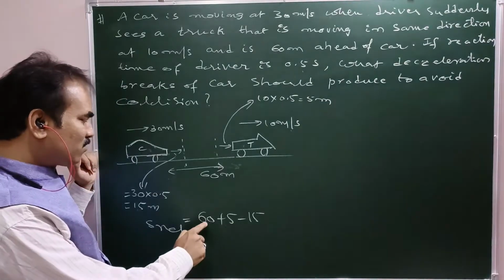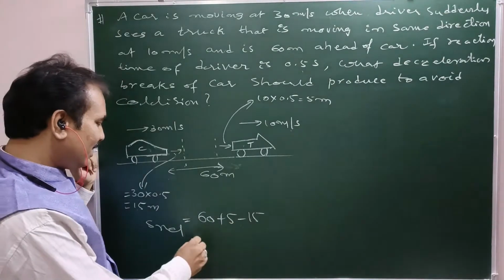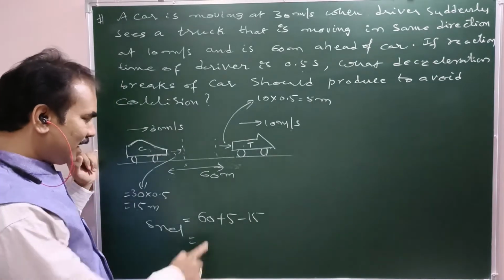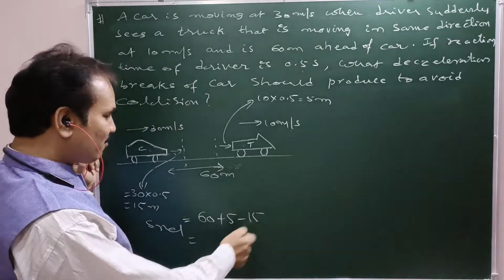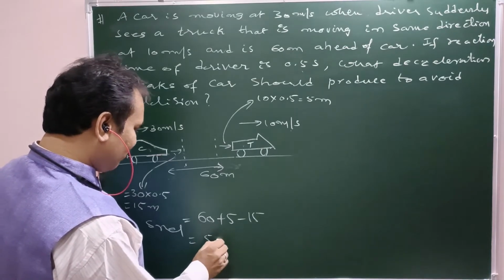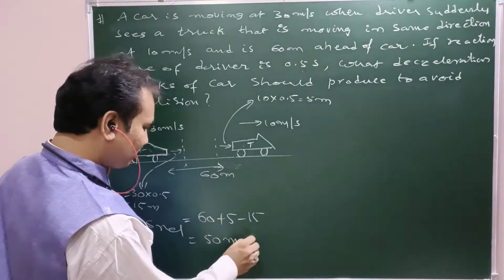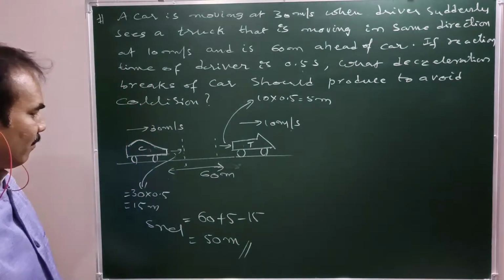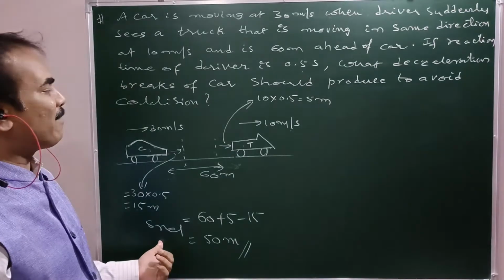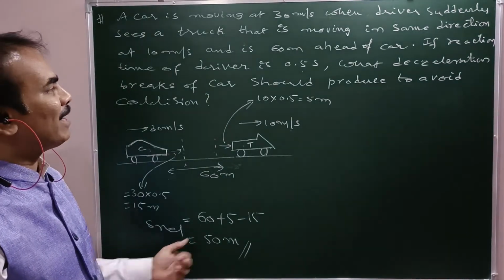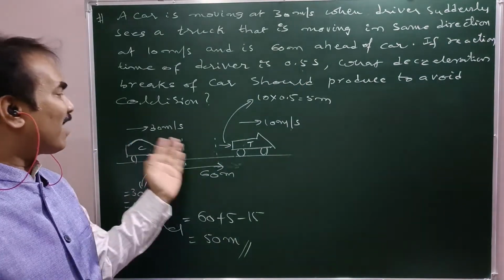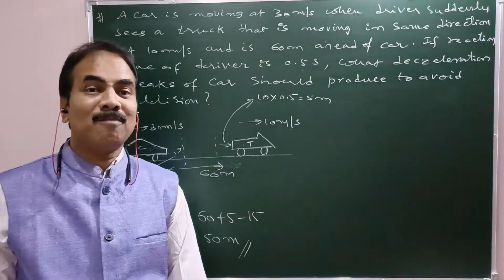So that is 60 plus 5 minus 15, that is 65 minus 15, which is 50 meters. This is the relative separation between car and truck by the time when brakes are applied by the car driver.